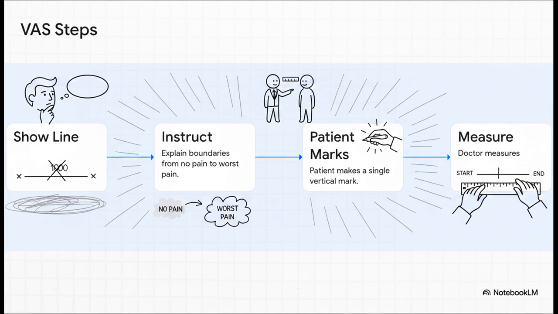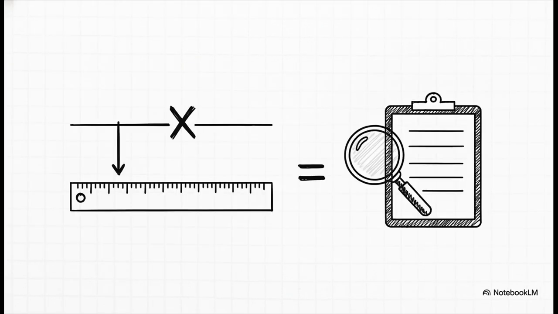Second, you give crystal clear instructions. You say, the start is no pain, the end is the worst imaginable pain. Third, you ask the patient to make a single vertical mark representing their current state. And finally, after they hand the paper back, you, the doctor, physically measure the distance from the start line using a ruler. The math behind this is honestly beautifully simple.